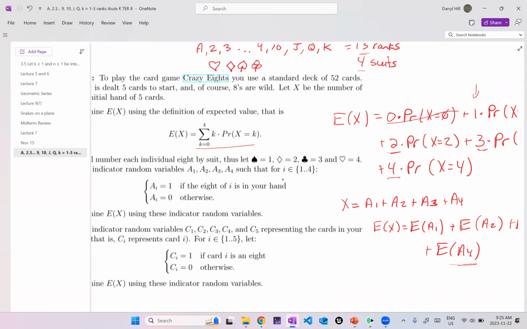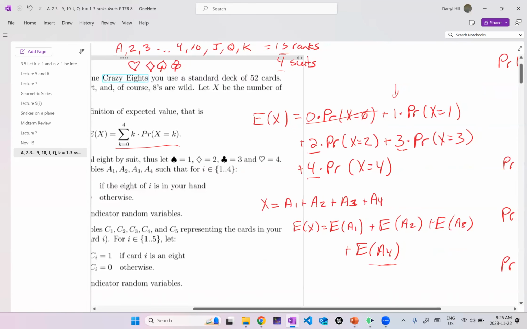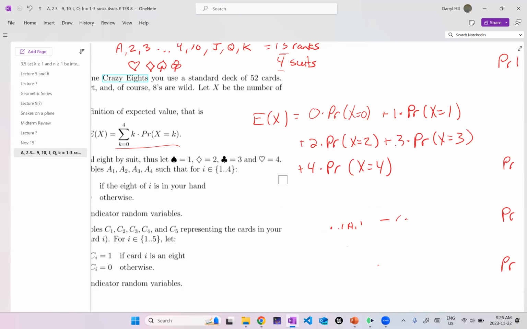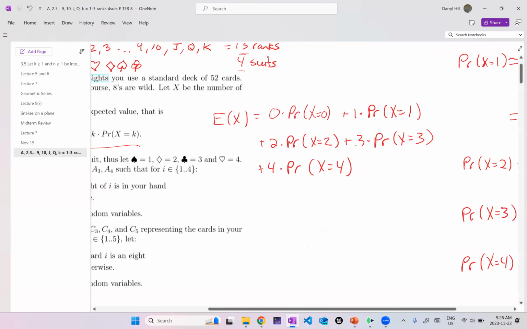So if I expand out this, let me erase this and redraw it. Okay, so if I expand out that summation, I get this formula with a couple extra ticks. I have 0 times the probability that x is equal to 0 plus 1 times the probability that x is equal to 1, et cetera, et cetera. Okay, and then we wanted to basically find the expected value of x.